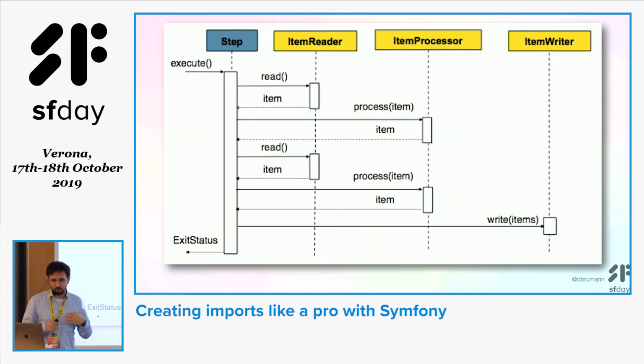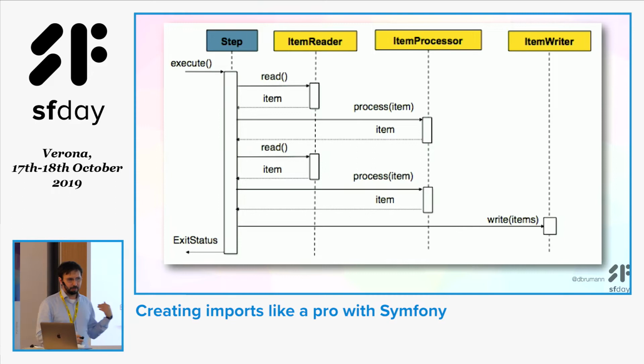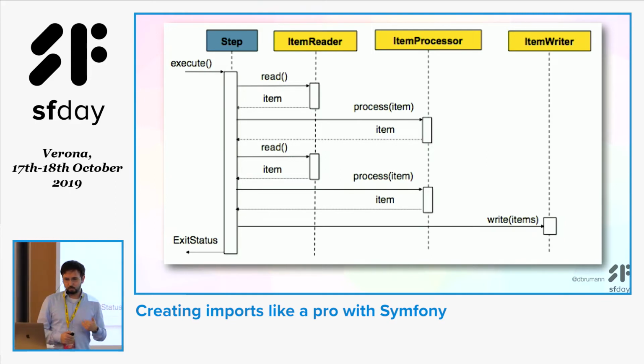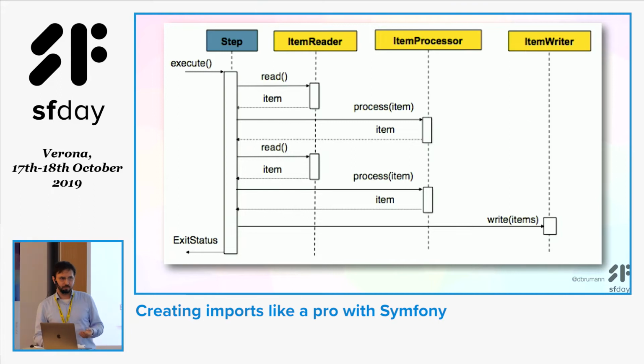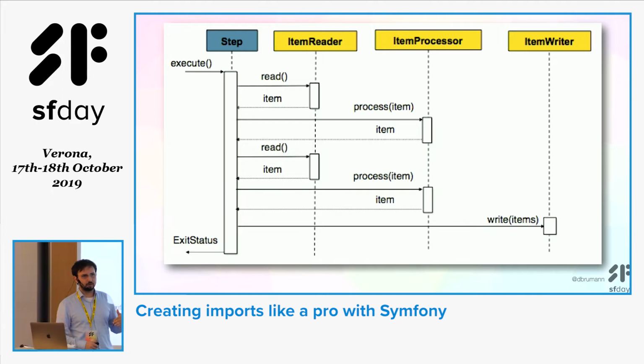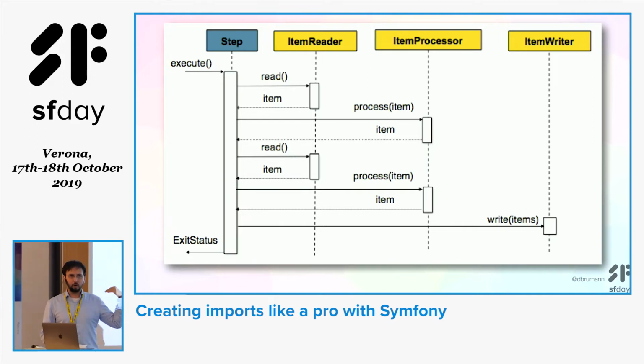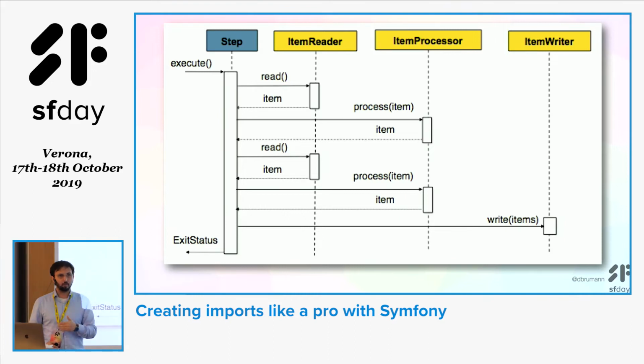This is then what it looks like when you execute it. Basically, the job executes a step. Then this step will read from the item reader. You can see that there's no argument or anything in there. Basically, the item reader has an open and a close operation. So you tell it, I want to open this file at this point, for example.